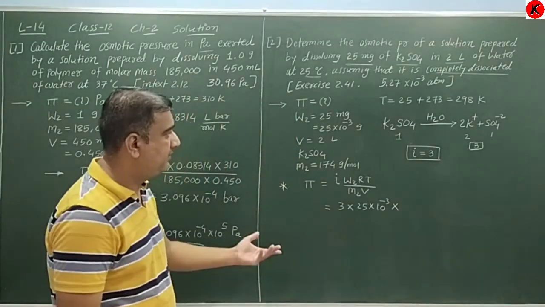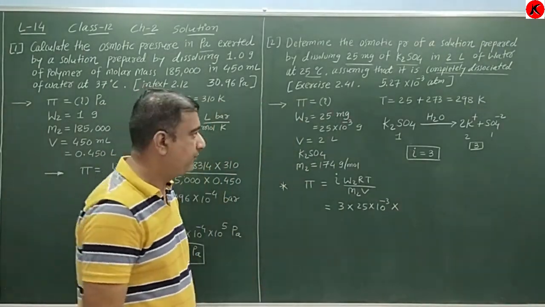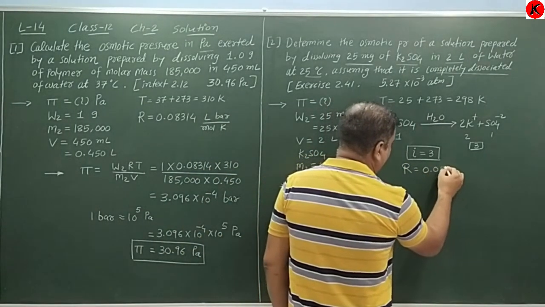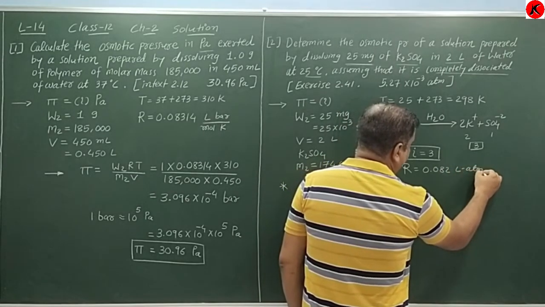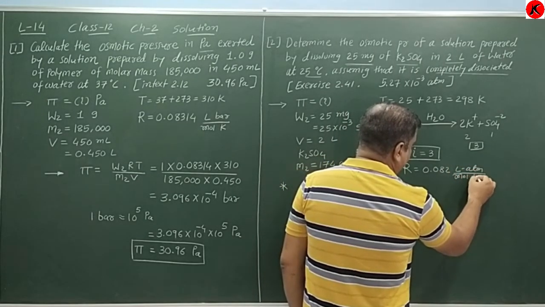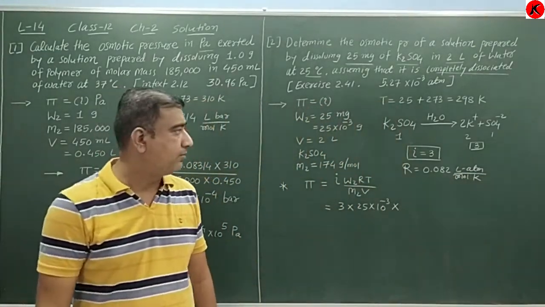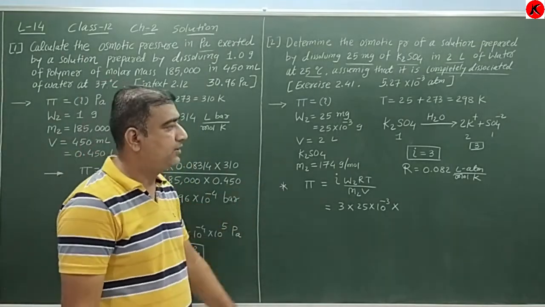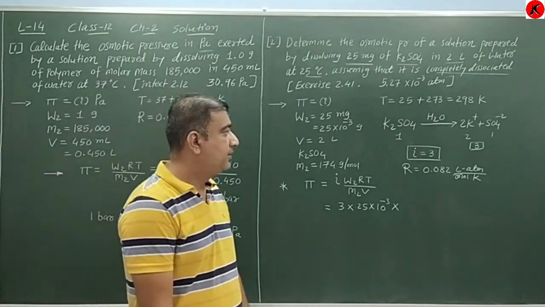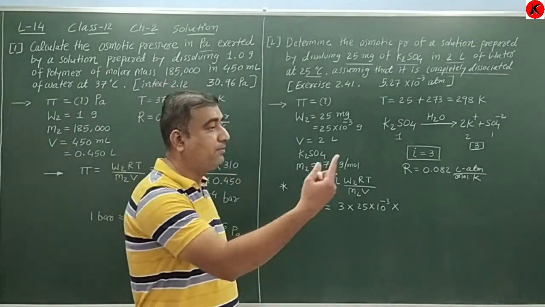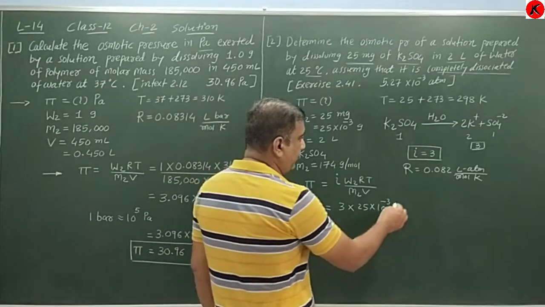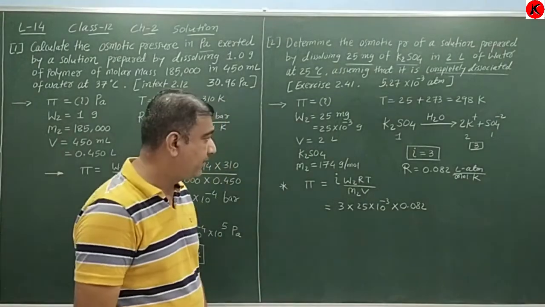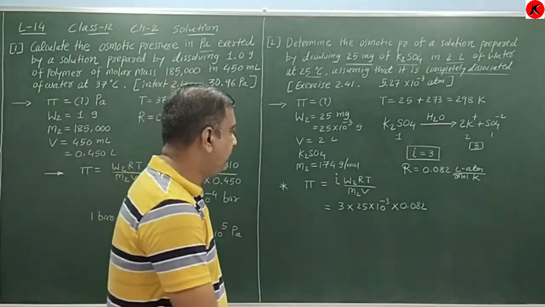Now the value of R you can take in any unit. Suppose R is taken as 0.082 liter atm per mole Kelvin, then osmotic pressure will be calculated in atm unit. Suppose we are using 0.08314 liter bar per mole Kelvin, then the answer will be in bar unit. Now we are using 0.082 liter atm per mole Kelvin. The answer will come in atm unit.